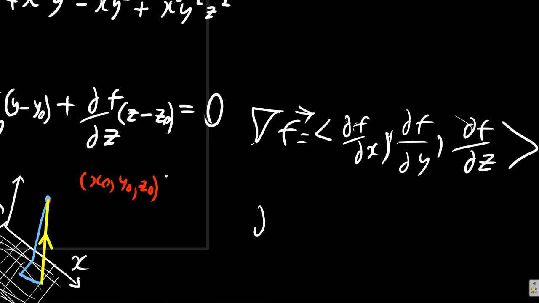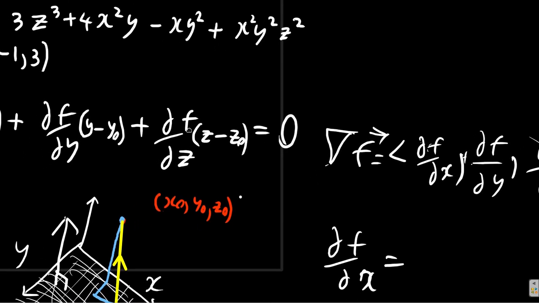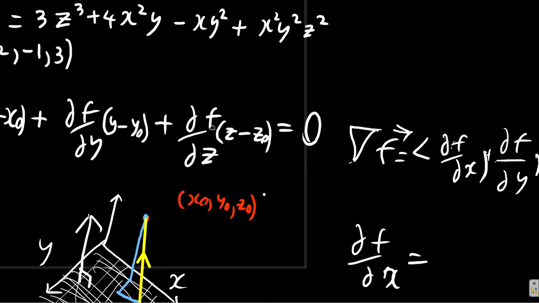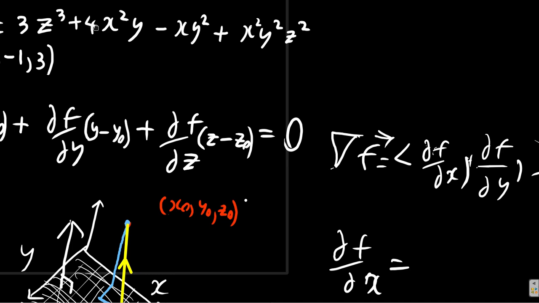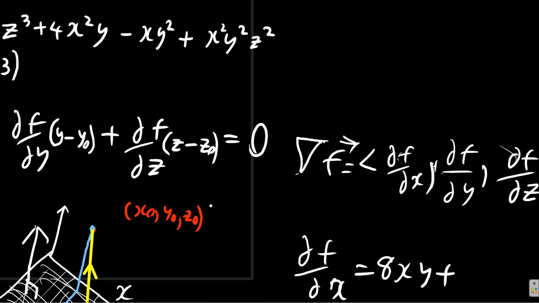Let's work it out here. Delta f by delta x is equal to what now? Let's see if we can differentiate this thing. You have 3z squared, that will go to 0 because we're treating z as if it's a constant. 4x squared y will be 2 times 4, which is 8, x to the 1, y. So it's 8xy. This will be 8xy plus, then what will happen here now?